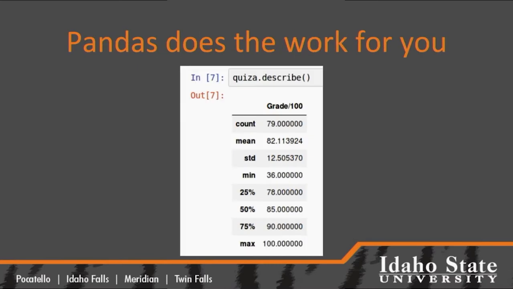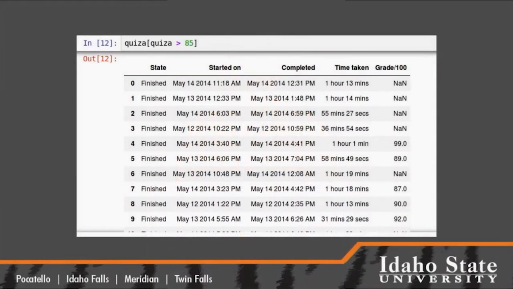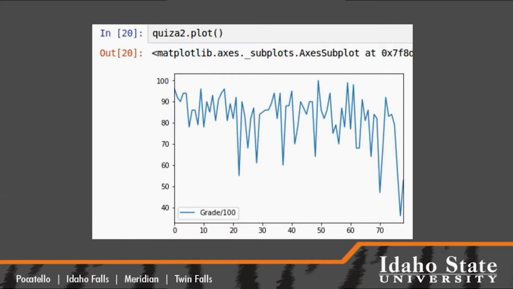Pandas does the work for you. I haven't done anything. I've just uploaded the data, and I can get the count, the mean, the standard deviation, and the breakdown in quartiles. I can look at the data for everyone that has a score greater than 85, for instance. Very easy to do, and it looks sensible. If you just look at that, you could guess that that's maybe what that's doing.